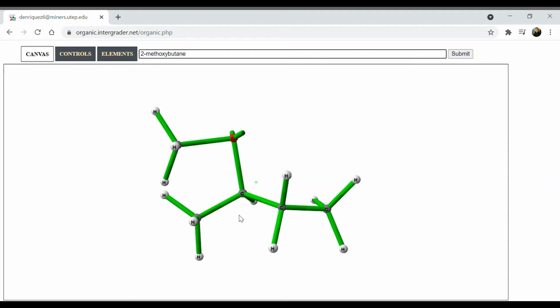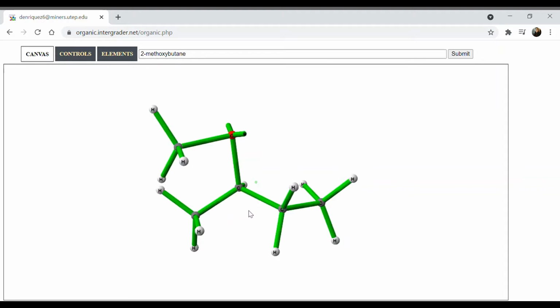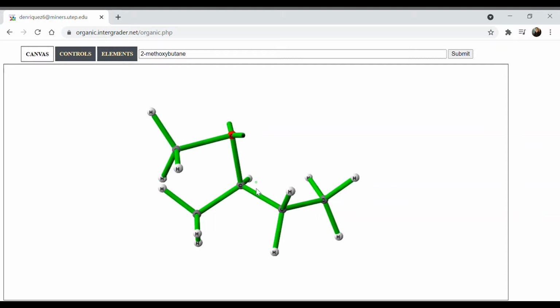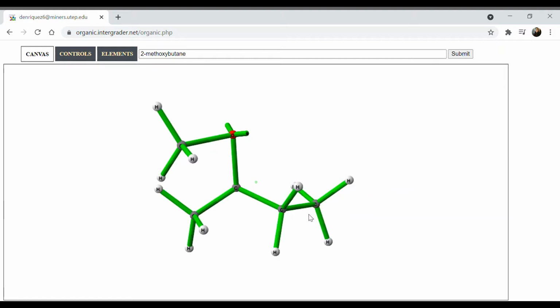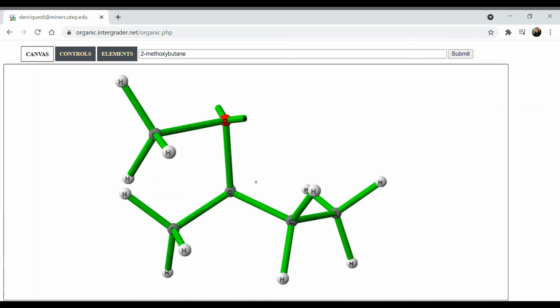And I'm going to look for a chiral center. I see one, this one right here, because it doesn't have any duplicates attached. It's attached to a hydrogen, a methoxy, a methyl, and an ethyl. So that's my chiral center. And it's going to be 1, 2, 3. It's going right there to the right, so it's R conformation.